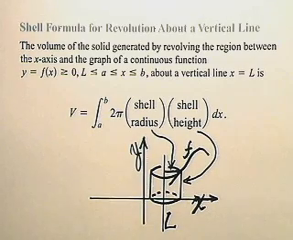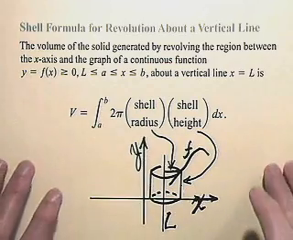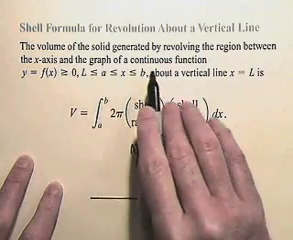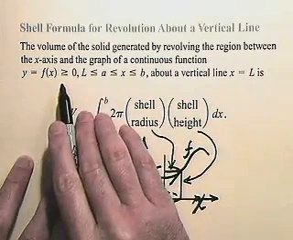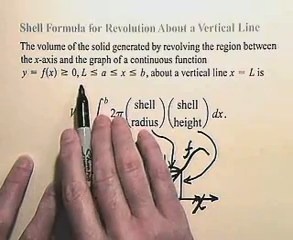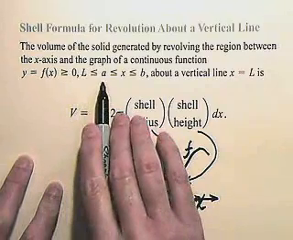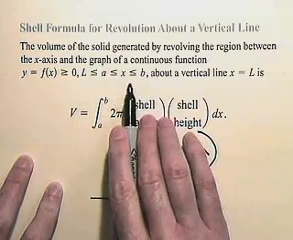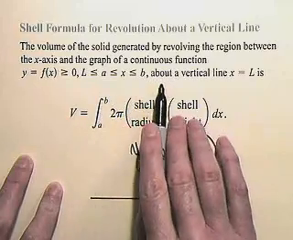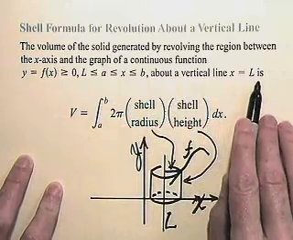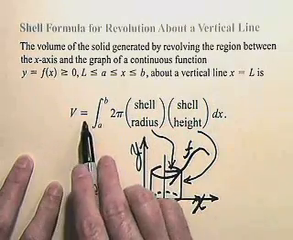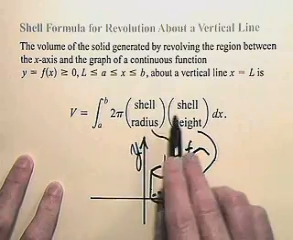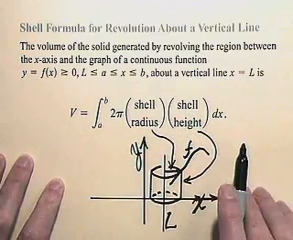Shell formula for revolution about a vertical line. The volume of the solid generated by revolving the region between the x-axis and the graph of a continuous function y equal f of x, where f of x is greater than or equal to 0, and the line L, which is less than or equal to a, and a is less than or equal to x is less than or equal to b, is the restriction on the region we want to rotate, and about a vertical line x equal L is: V is equal to the definite integral from a to b, 2 pi times the shell radius multiplied by the shell height dx.